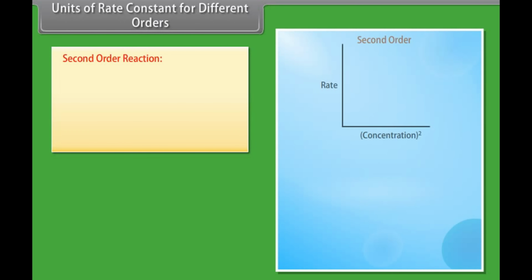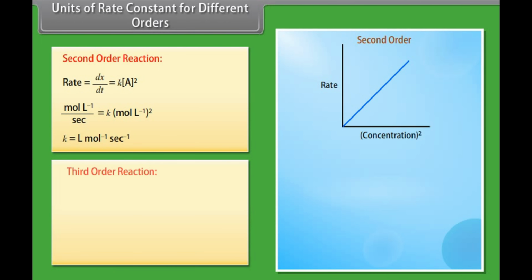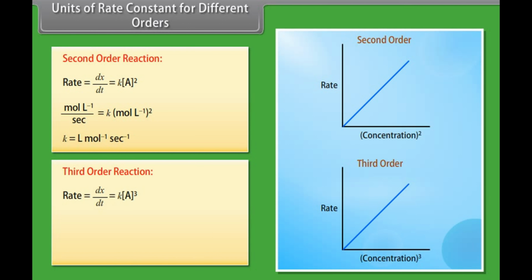Second order reaction. Rate is equal to dx by dt, which is equal to the product of K and [A] raised to the power 2. Thus, the units of rate constant for second-order reaction are liter per mole per second. Third-order reaction. Rate is equal to dx by dt, which is equal to the product of K and [A] raised to the power 3. Thus, the units of rate constant for third-order reaction are liter square per mole square per second.